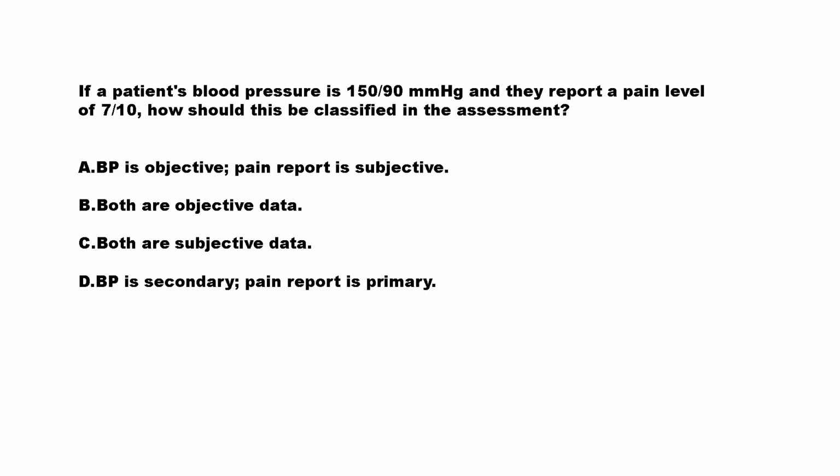If a patient's blood pressure is 150/90 millimeters of mercury, and they report a pain level of 7 out of 10, how should this be classified in the assessment? Correct answer is A.